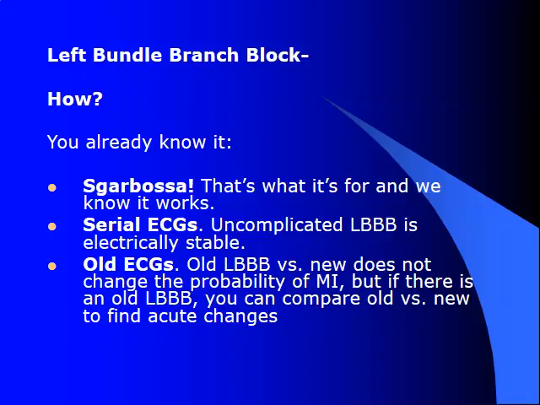Also, serial ECGs are a great way of determining acute changes. Uncomplicated left bundle branch block is generally electrically stable and it's not going to change over time. And then old ECGs are another great way. Old left bundle branch block versus new doesn't really change the probability of MI, but if there is an old left bundle branch block, we can compare it and look for acute changes.